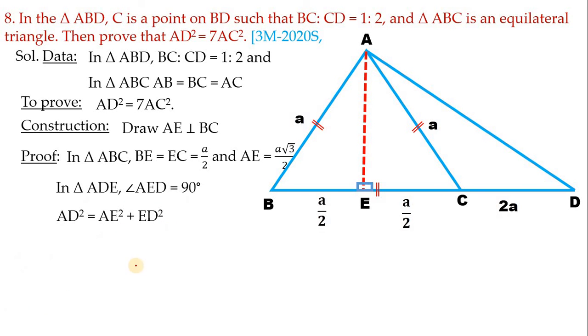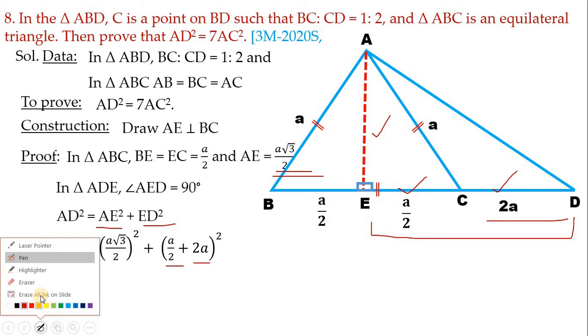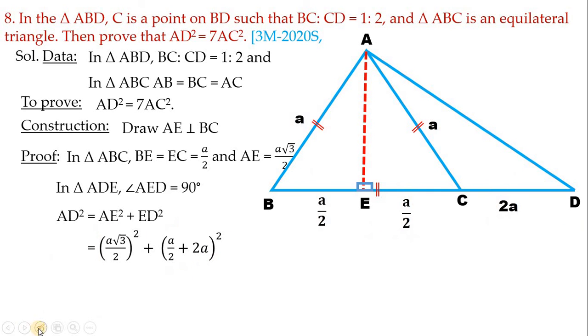Substitute the values here, children. AE, where is AE? AE is here, so its value I have written here. In the place of AE, write A root 3 by 2 whole square. ED is here, this ED. You have to add EC plus CD. EC is how much? A by 2. CD is how much? 2A. So add these two and you will get A by 2 plus 2A whole square.